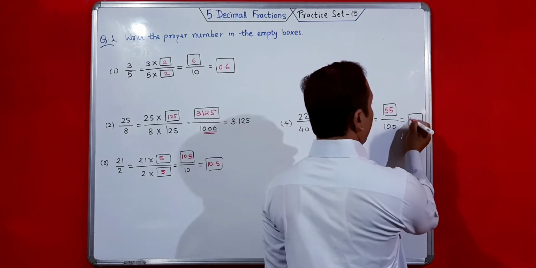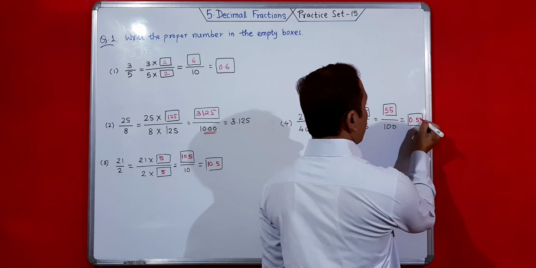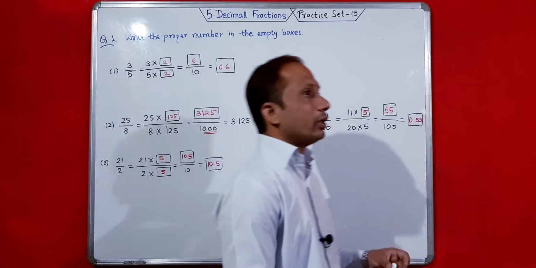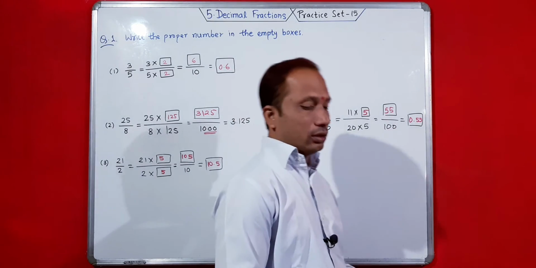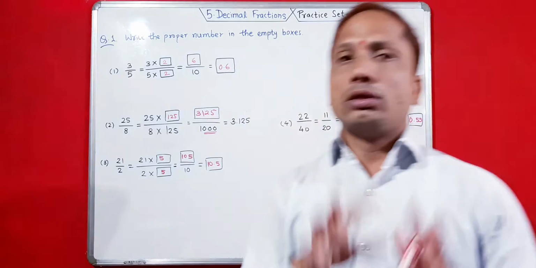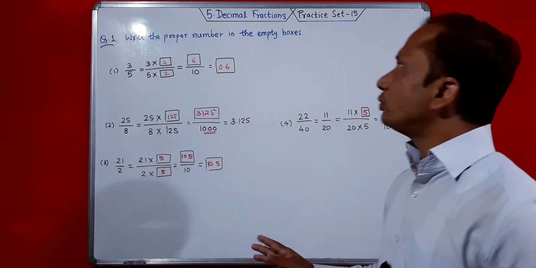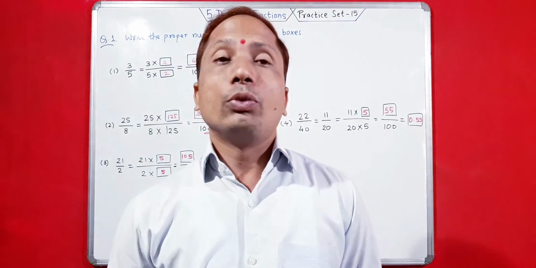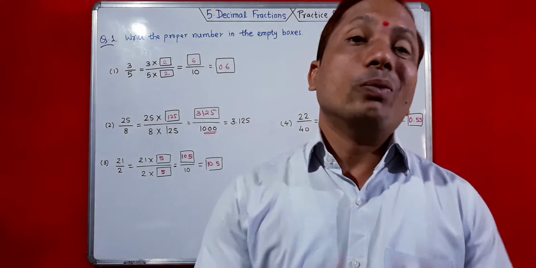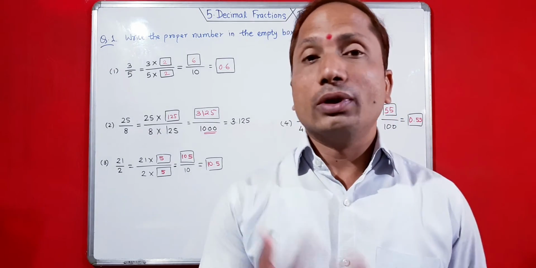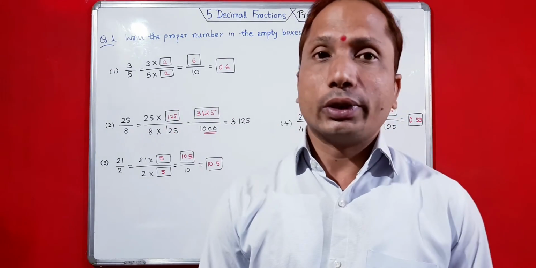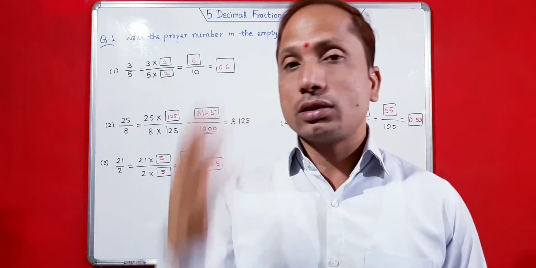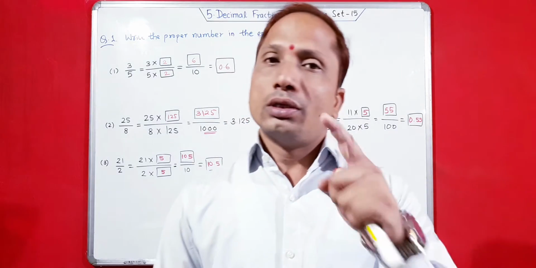Now 55 divided by 100 is 0.55. Don't forget, because there are two zeros here and two digits there. So in this way you have to do this. This is very easy, you have to convert the denominator into 10, 100 or 1000. This is one of the activities given as the first question in practice set 15, and now we are going to solve the second question.